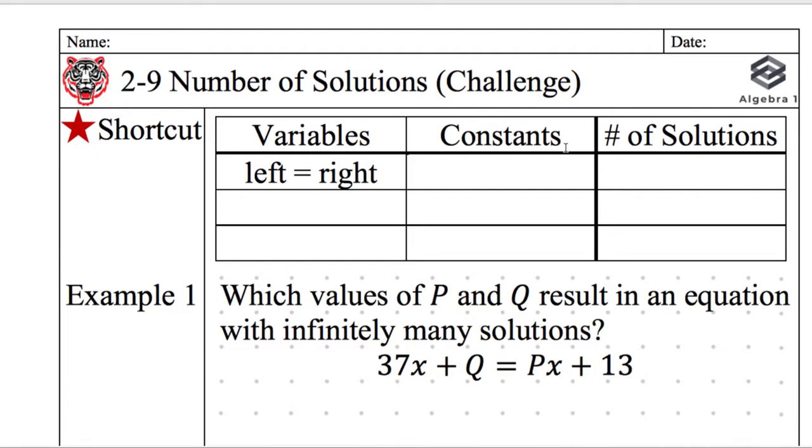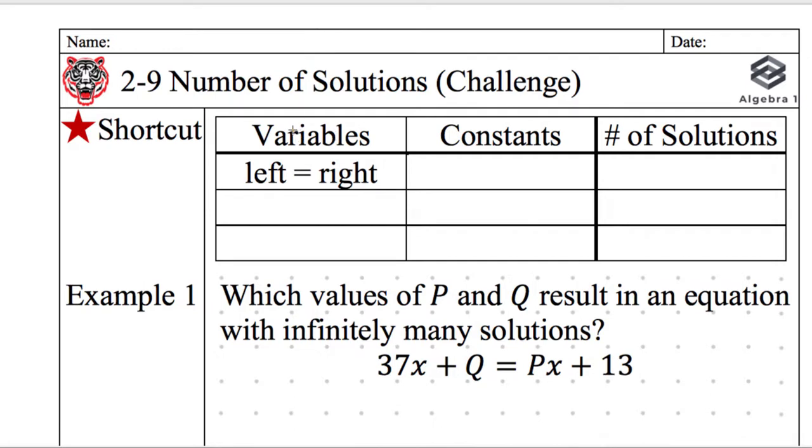All right, this is Algebra 1. Happy Halloween, 2-9, Number of Solutions. This is the harder version of this. Again, 2-8 was yesterday. That was just the number of solutions intro. So let's go ahead and talk about how you can get certain types of solutions.